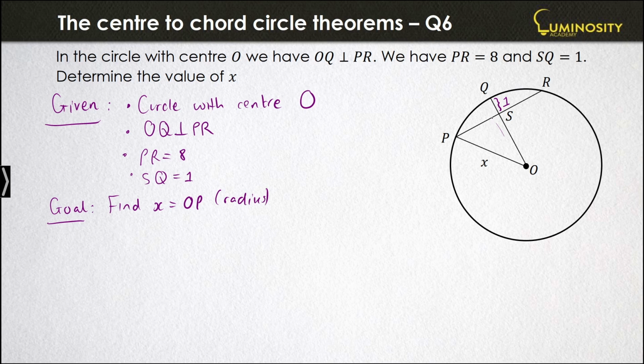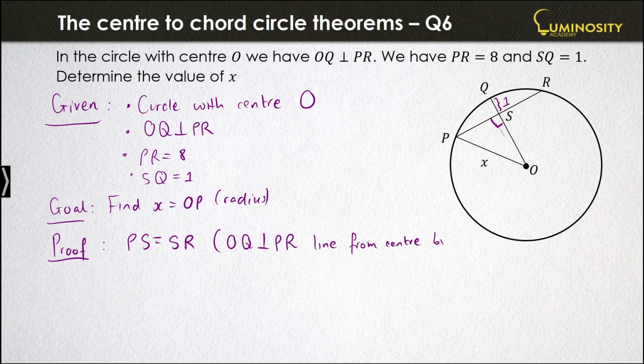So now, let's fill in that information. This line OQ is perpendicular from the center to a chord. So my proof is going to start off as follows. I'm going to claim that PS equals SR, and that's because the line OQ is a perpendicular line to PR, so a perpendicular line from the center bisects the chord, because we know that O is the center. So we can therefore use this theorem. So it bisects the chord.